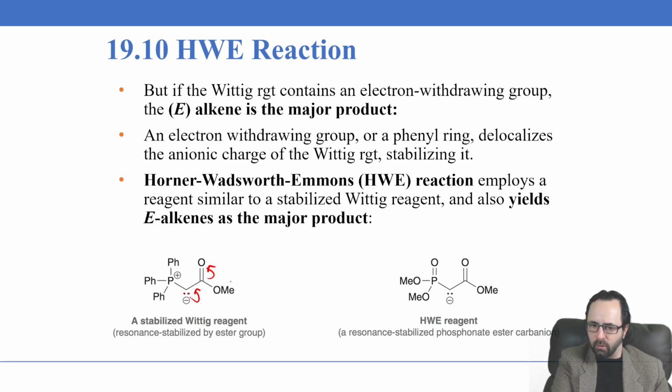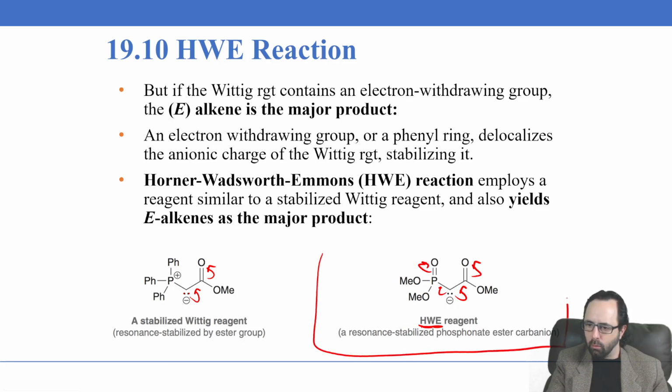And likewise here, if we have an ester group, here's the resonantly stabilized one, because we can also describe this. The HWE reagent has an even greater resonance stabilization because we have the resonance stabilization through the phosphorus and also through the carbonyl group here. So this is an alternative to the Wittig reagent. It's called the Horner-Wadsworth-Emmons reagent, or the HWE reagent. It's similar to this resonantly stabilized Wittig reagent, but it's even further resonance stabilized, and it also will yield the E product as the result here.